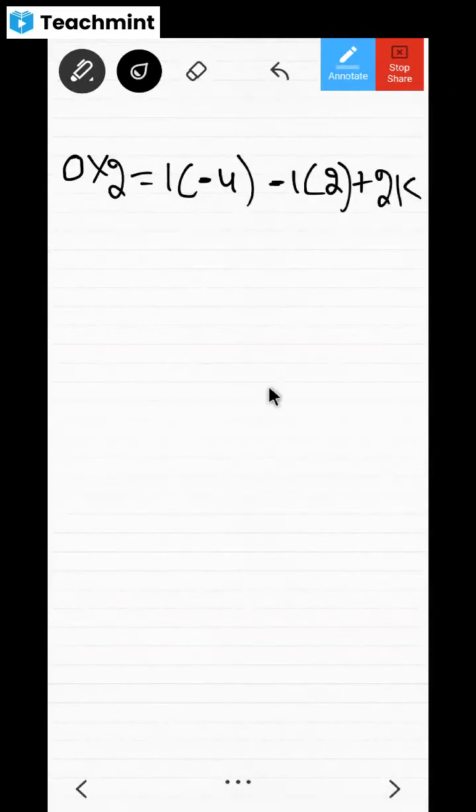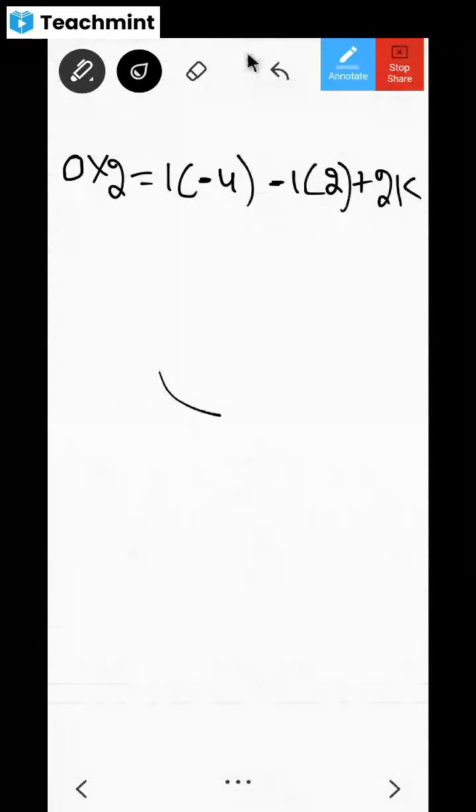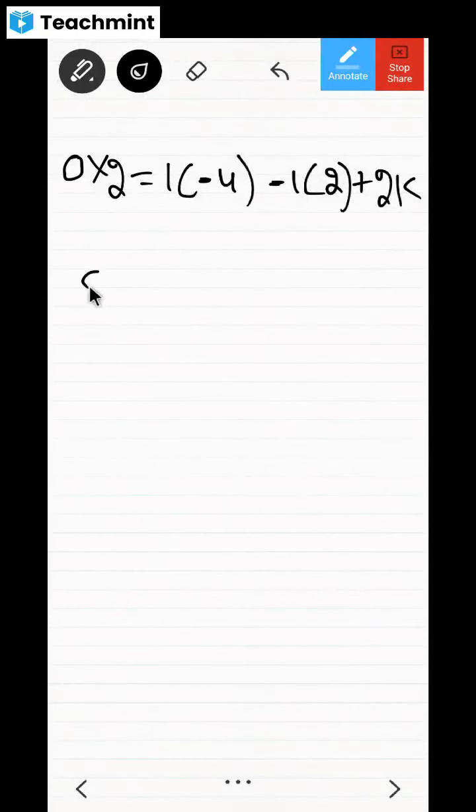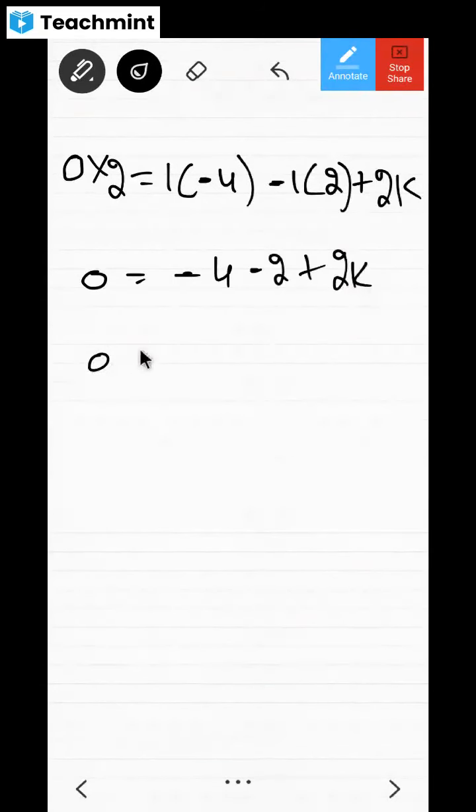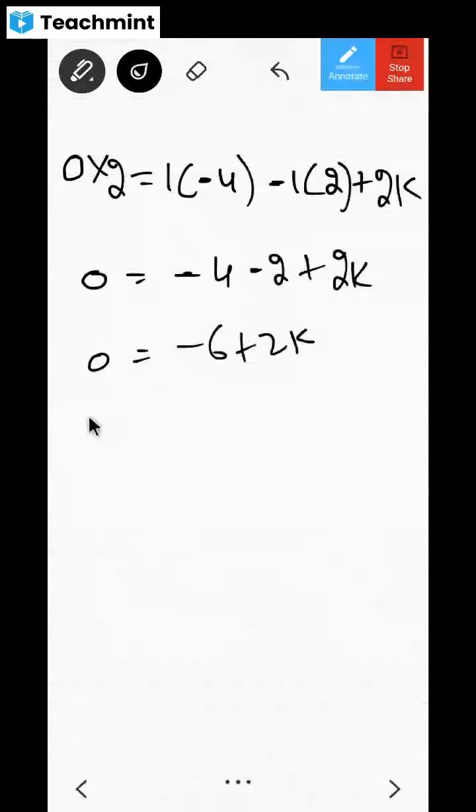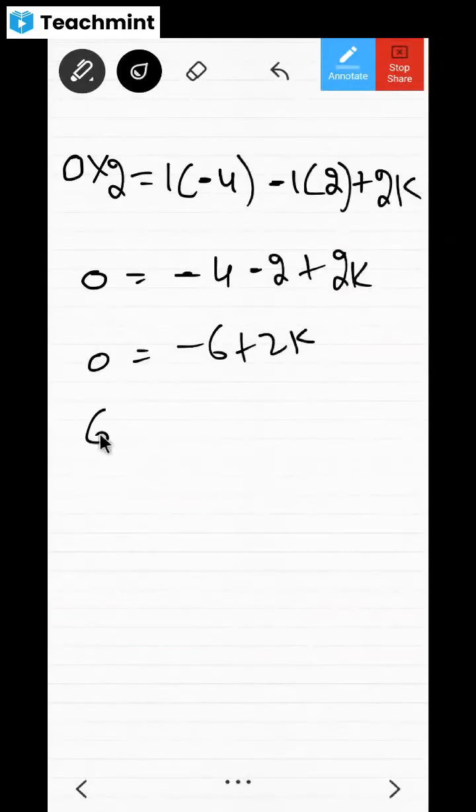Yes, sir. Just look at the calculation, simple calculations it is. Now it is 0, and that is equal to 1 into minus 4, minus 4, minus 1 into 2, minus 2, then plus 2k. And 0 is equal to minus 6 plus 2k. Let me send this minus 6 to this side. So it becomes 0 plus 6 means 6. 6 equal to 2k, it becomes, no? Don't you think k equal to 6 by 2 it is?